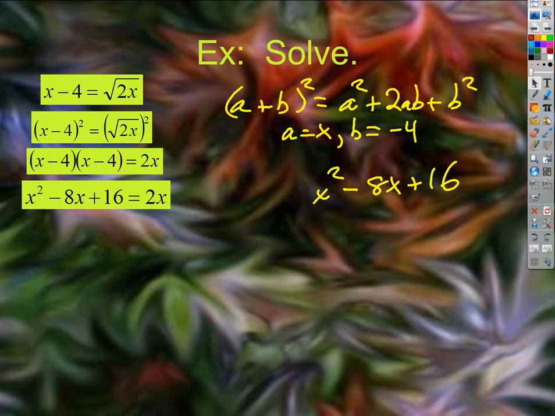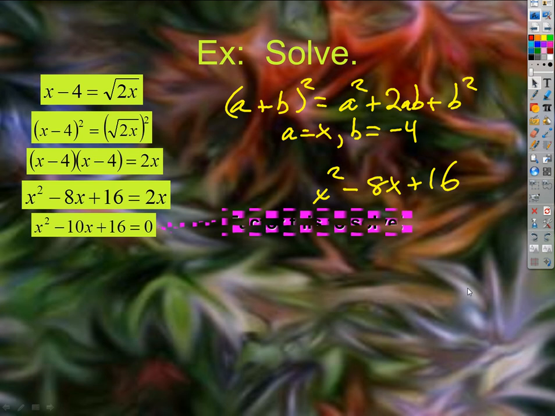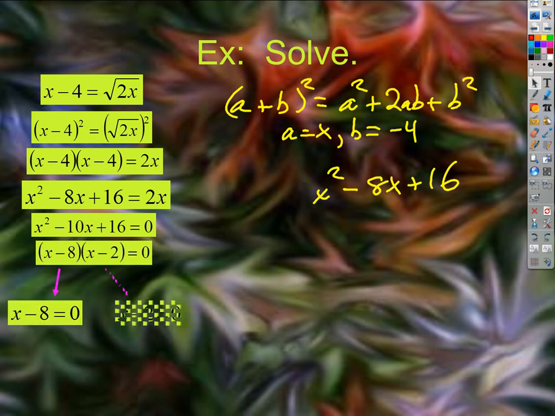Well, this is check. Are there magic numbers that multiply to positive 16 and add to negative 10? Negative 8, negative 2. Perfect. So that actually works, doesn't it? And so what would my zeros be? 8 and 2. When I set those equal to 0, I apply the zero product property. I have a product of factors, so I set the factors equal to 0. I get x equals 8 and x equals 2.